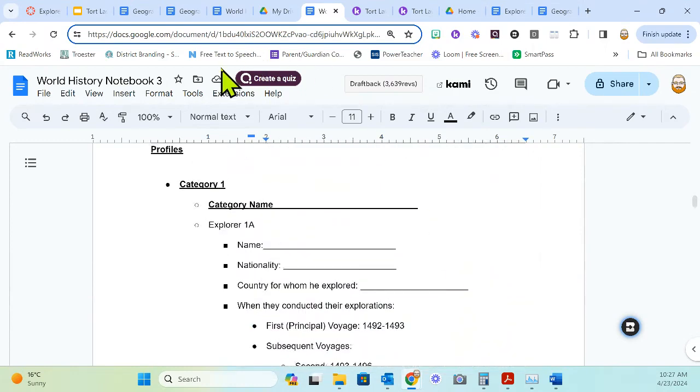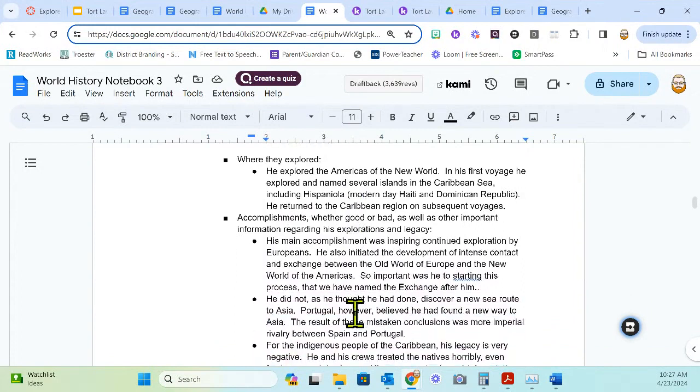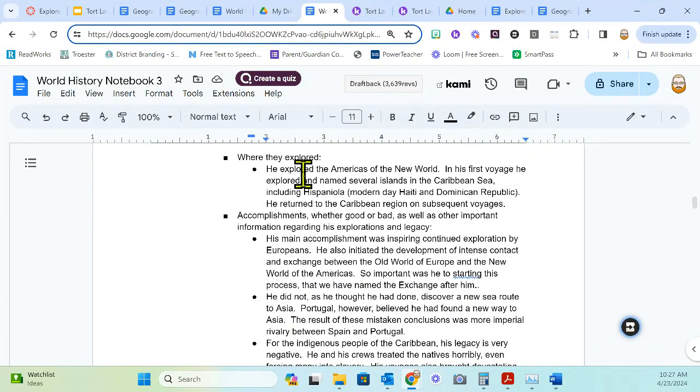Let's work through Explorer 1A as an example together. So we have the dates of their voyages, and sometimes there may be clues here, but let's for now skip over it. Your clues are going to be grouped together for all explorers in this way: where they went and what they accomplished, whether it was something positive or negative. For this mystery explorer, we know that he explored the Americas.